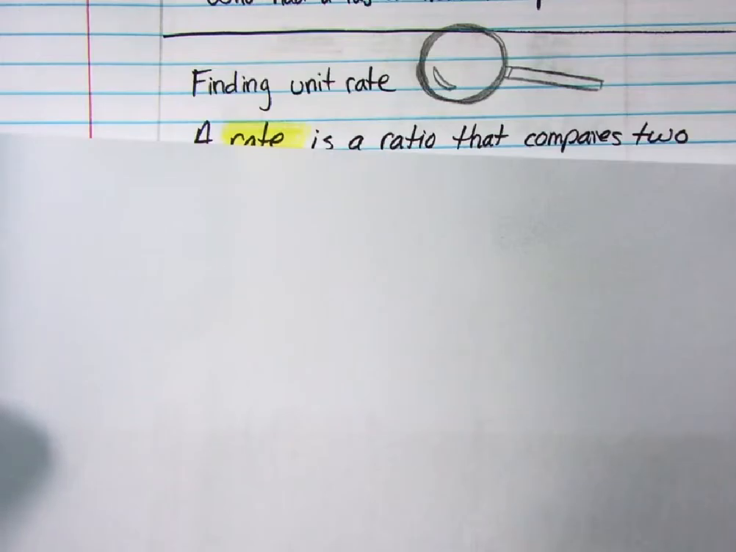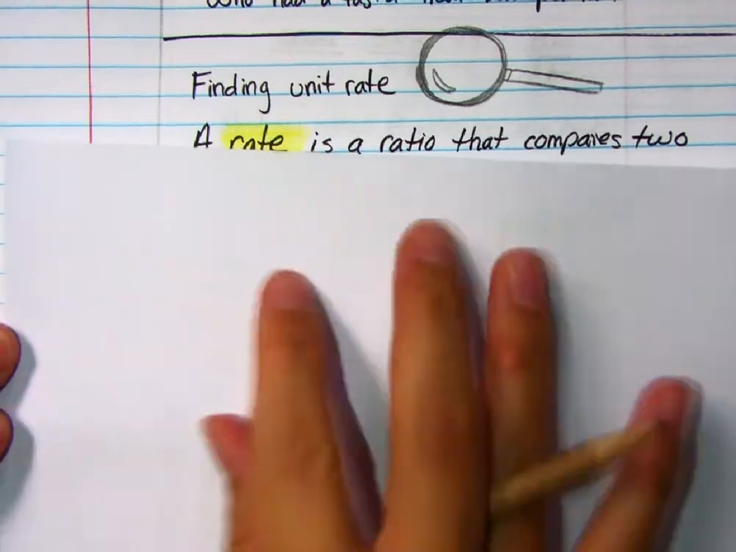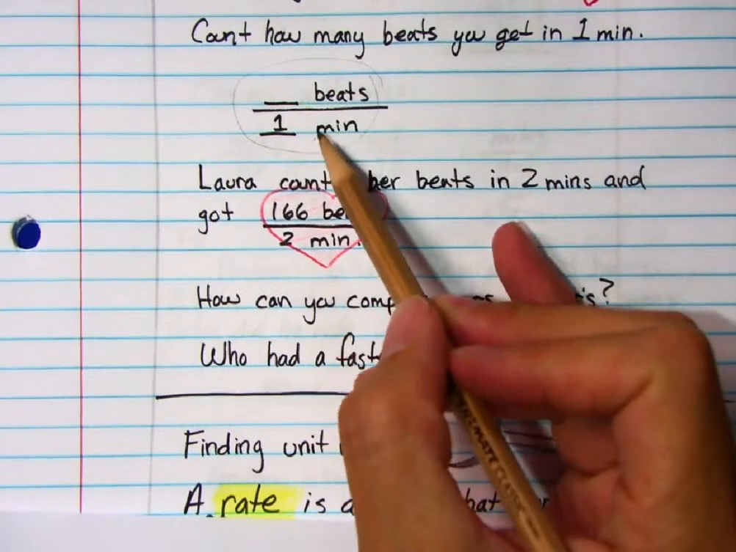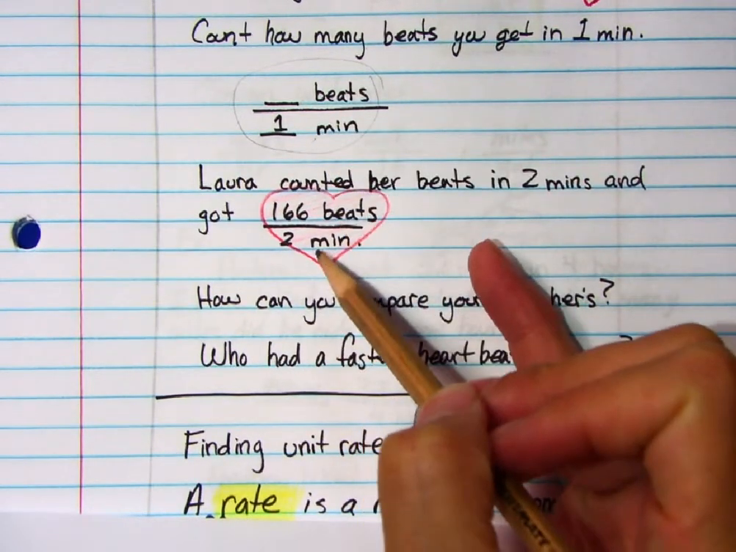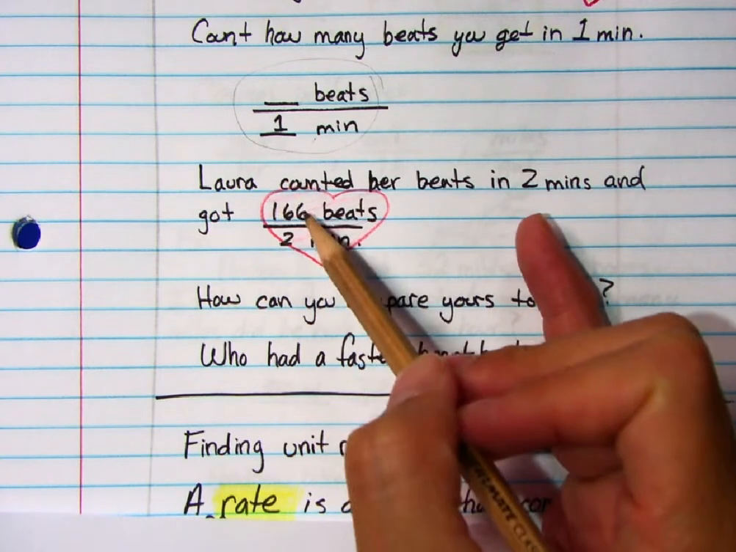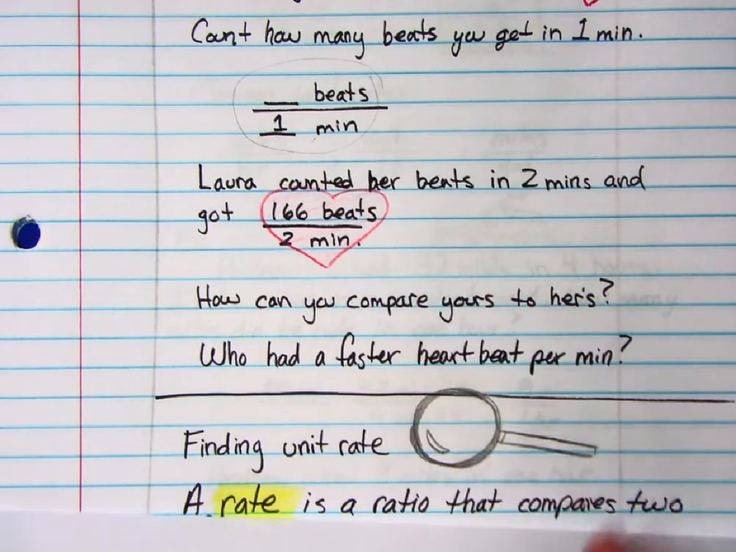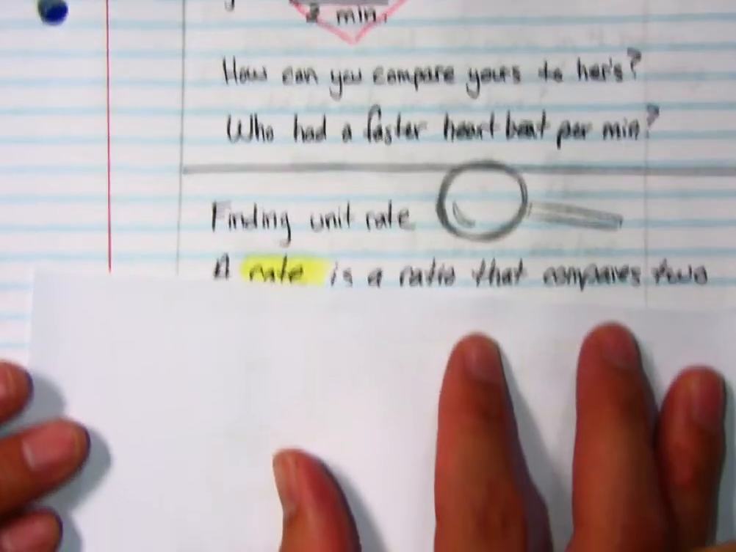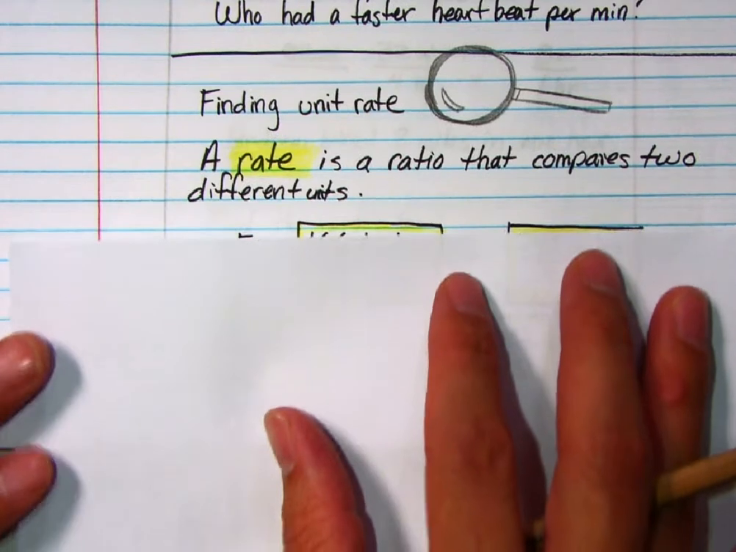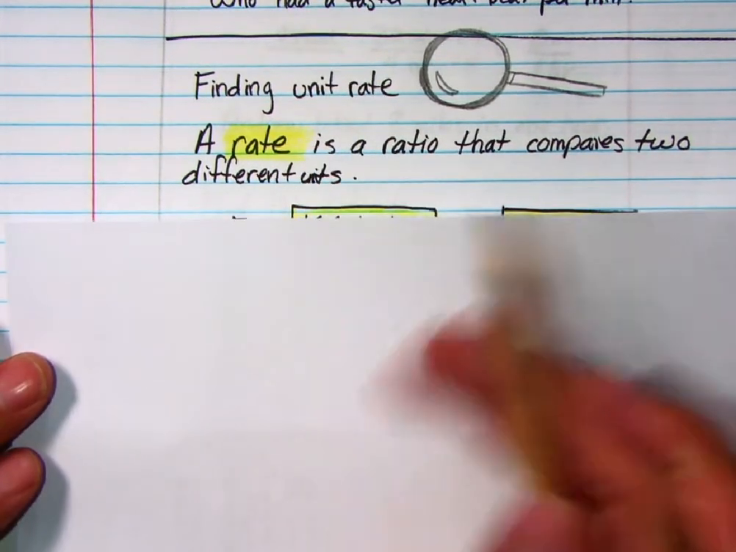So in the previous example, you might have noticed that it's not fair to compare your heart rate in 1 minute and Laura's heart rate in 2 minutes, because obviously she's going to have a lot more in 2 minutes than you had in 1 minute. So we have to compare, kind of like having a common denominator. So the first thing we're talking about is the rate. A rate is a ratio that compares two different units.